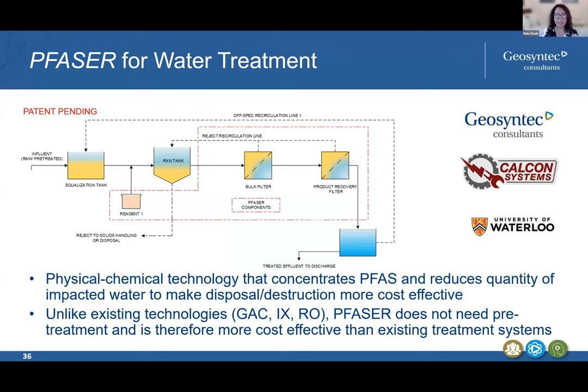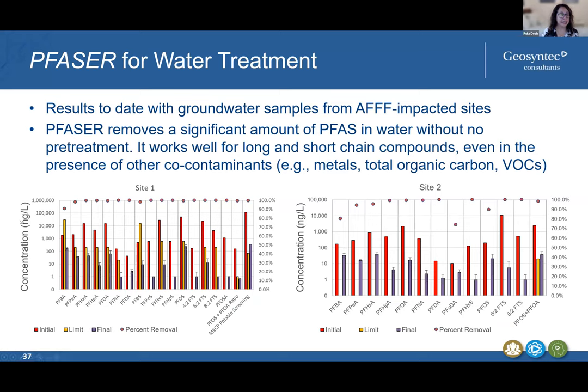And then this last technology that I want to talk about is called PFASER. This is a physical chemical technology that, again, works in two steps, concentrates PFAS first, and then leads to disposal and destruction. Unlike a lot of the conventional technologies, no pretreatment is required here. So this will lend some cost effectiveness when it moves to the full scale. And this is work in conjunction with Calcon Systems and the University of Waterloo. And you're looking at treatment results for a range of PFAS, short chain, long chain acids, both carboxylic and sulfonic, and then some of the fluorotelomers that are present in foams. You're looking at data from two sites, influent concentrations really, really high, and removal efficiencies that are really promising. And we're working to try and optimize that before we pilot this technology.